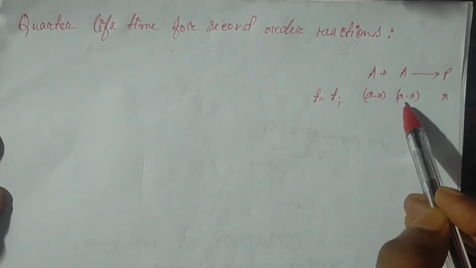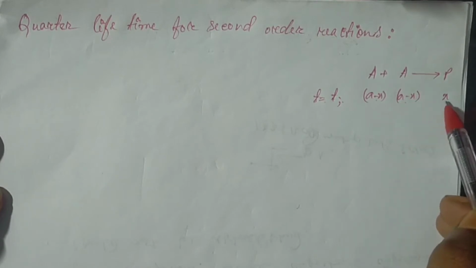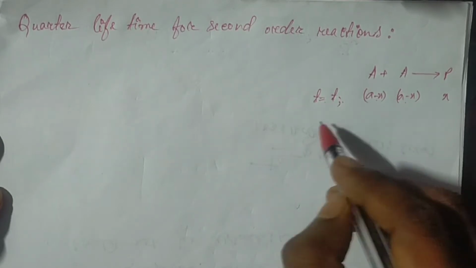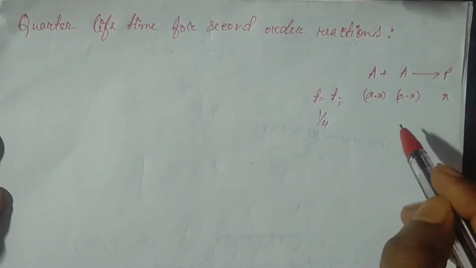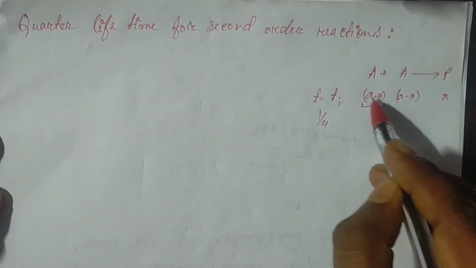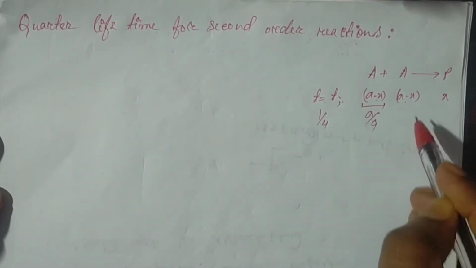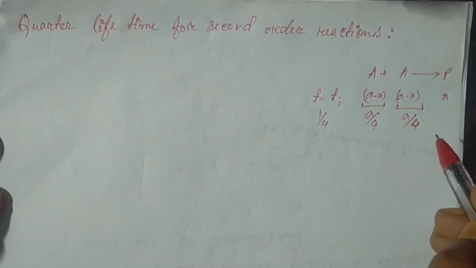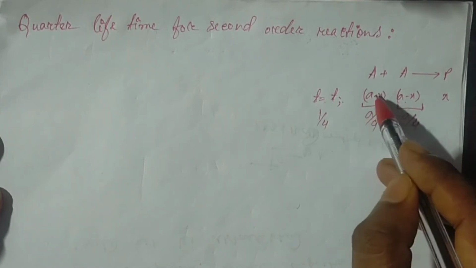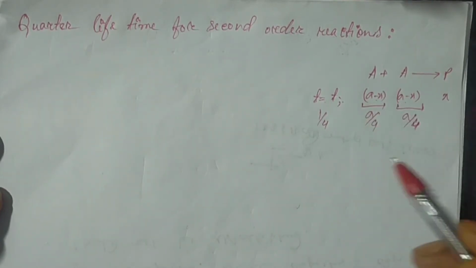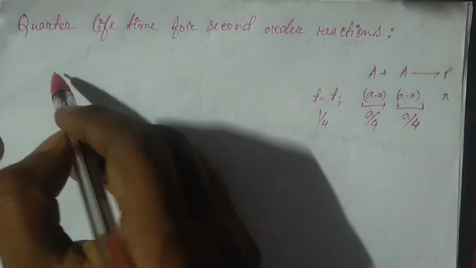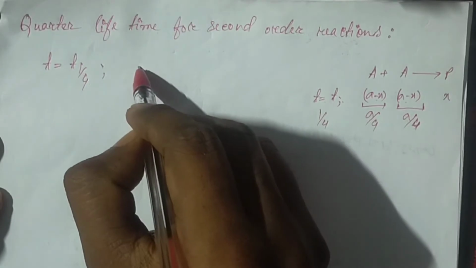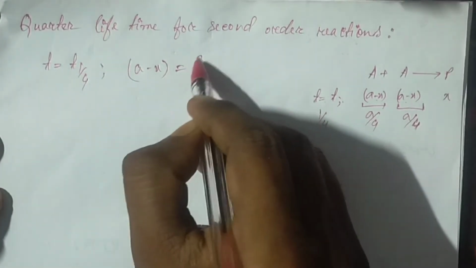As we know, at time t, a minus x will remain as reactant, and x will be product. So when time is quarter lifetime, that means 1 by 4, at that time a minus x will be equal to a by 4. So when we put this value a minus x is equal to a by 4, we will get the quarter lifetime for second order reaction. So t will be t 1 by 4. At that time a minus x will be a by 4.